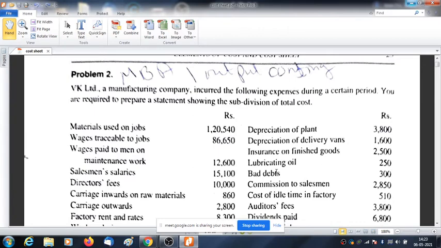Yes, sir. Commission of salesman's salary and distributor. Again, you are making a hasty decision. I am using the term salesman. So under which head would it come? Selling and distribution, isn't it? Yes, sir. Selling and distribution.